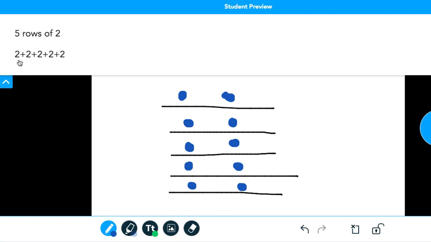So looking here, if I was just looking at this problem right here, I'd say this is 2 plus 2 plus 2 plus 2 plus 2, okay? So I'm looking at this and I'm counting 1, 2, 3, 4, 5 twos. So that means 5 rows or 5 columns, but for here I'm doing rows. And then there's 2 on each row. All right, let's go to the next one.